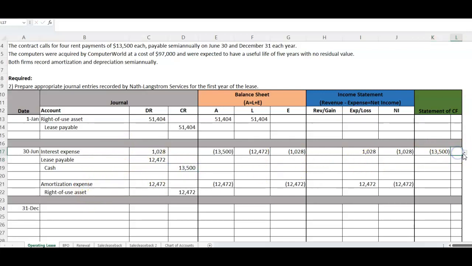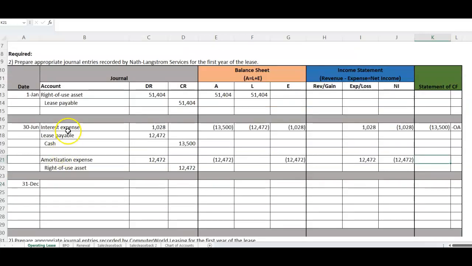Now, here's the difference also. All of the payment would be operating. We do not charge this as financing. I know normally in a financing lease, when you're the lessee, this is a financing activity. That is not the case for an operating lease. When you have those payments on an operating lease for the lease payable, it actually goes to operating, because it's an operating lease. All right.